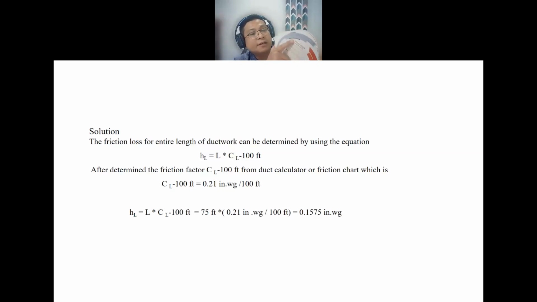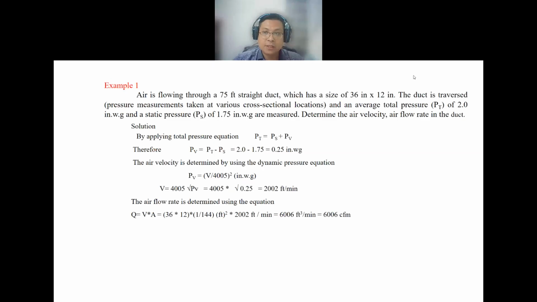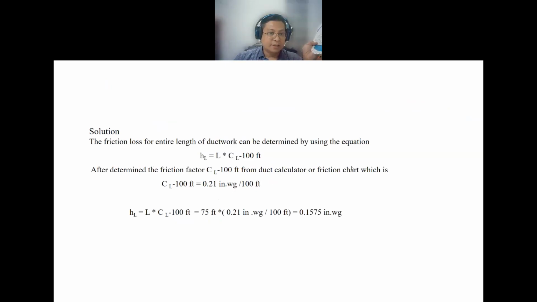So friction per 100 feet, we get from plotting 12 times 36 inch. So just plot here, 36, and then times 12, and then we can get this one, the friction. Then the friction given in the duct calculator is 0.21. Okay, and then just complete the HL. Because the length is 75 feet, we can get the HL as 0.1575 inches water gauge. So any question? Ada soalan?